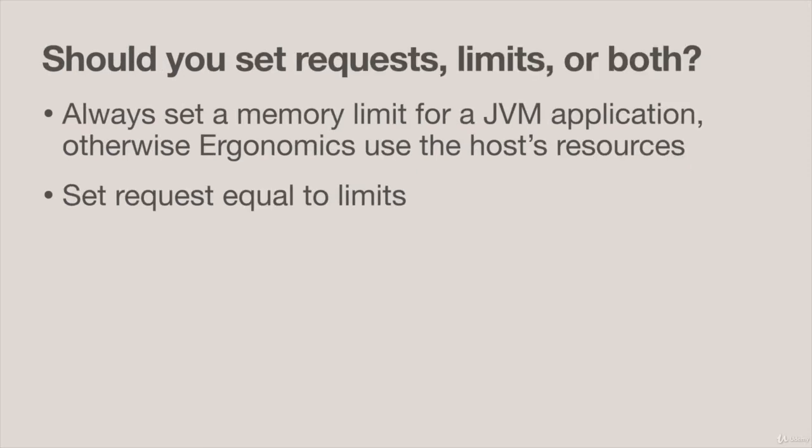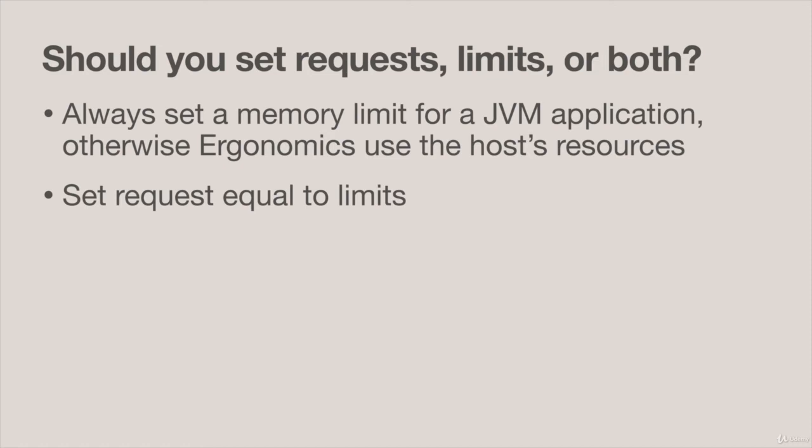So that begs the question, should you set requests, limits, or both? And the answer here is different than for CPU. For CPU, we recommend setting requests without limits. However, for memory, we always want to set a request and a limit. The reason that we want to set a limit is because if we don't, JVM ergonomics will be based on the host. So that means if you've got a Kubernetes cluster with a node with 128 gigabytes of RAM and you didn't set a memory limit, the JVM would pick up 128 gigabytes of RAM and then give itself a max heap of 32 gigabytes, which is probably not what you want.